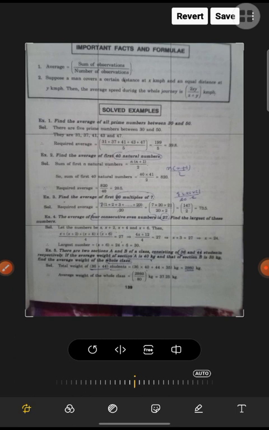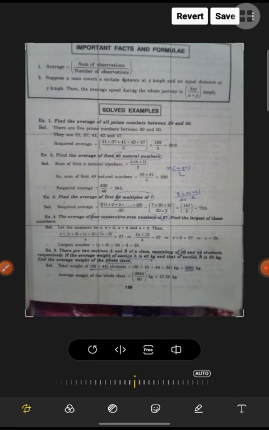The average of 4 consecutive even numbers is 27. It is 4 consecutive even numbers, not odd numbers. So the numbers are x, x plus 2, x plus 4, x plus 6. Dividing by 4 will give 27. So (4x plus 12) upon 4 equals 27, and x plus 3 equals 27... so x plus 6 equals 24 plus 6 equals 30.